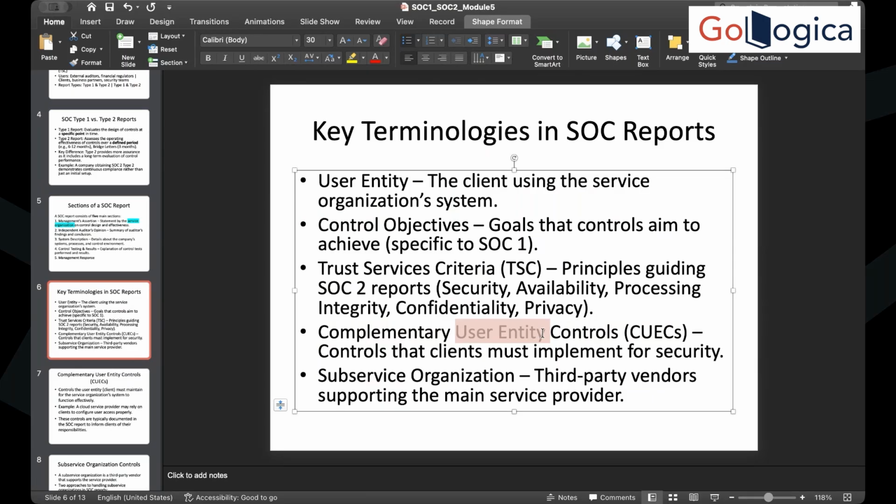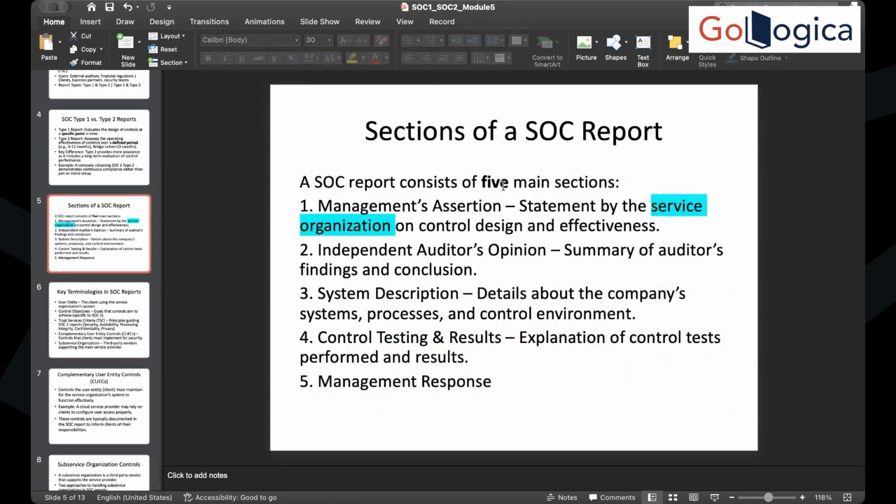It's Apple. Right. And complementary user entity controls. What do you make of this particular word now? Replace user entity with Apple, for example. What do you understand? Complementary Apple controls, right? It's the controls that Apple must implement. Absolutely right.